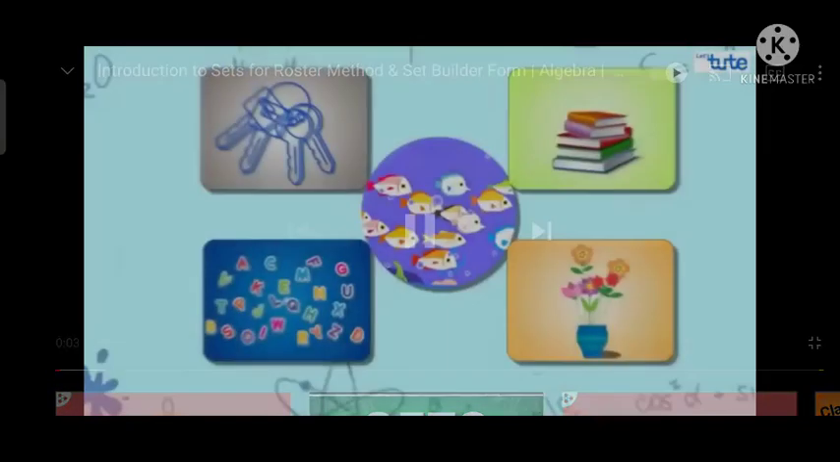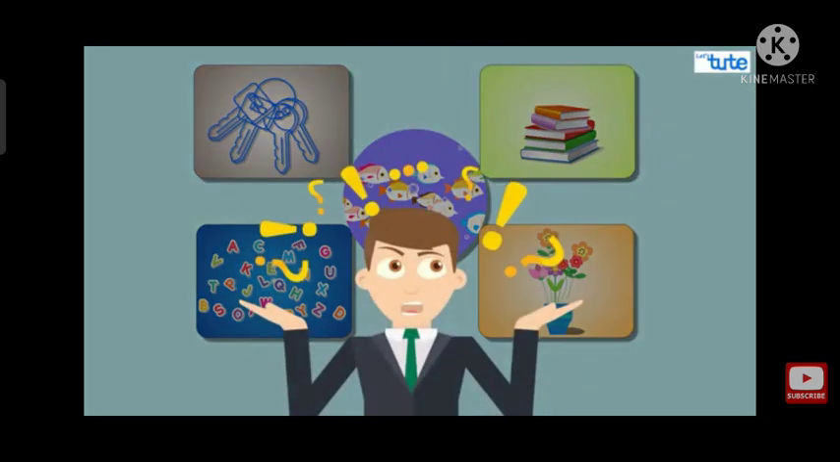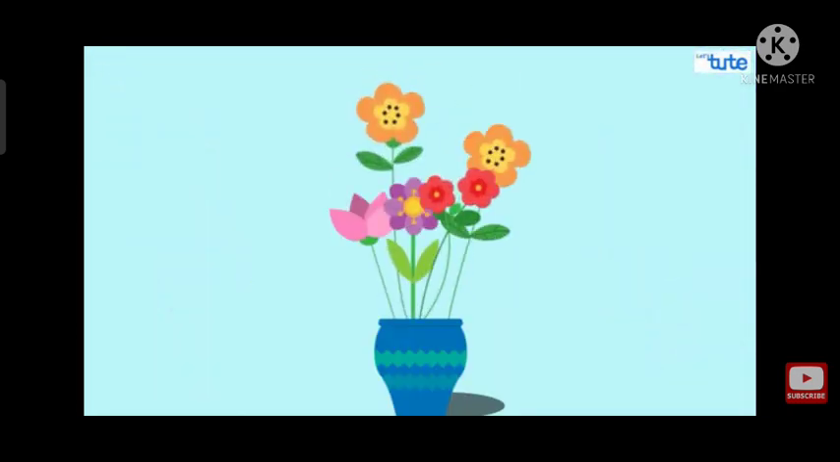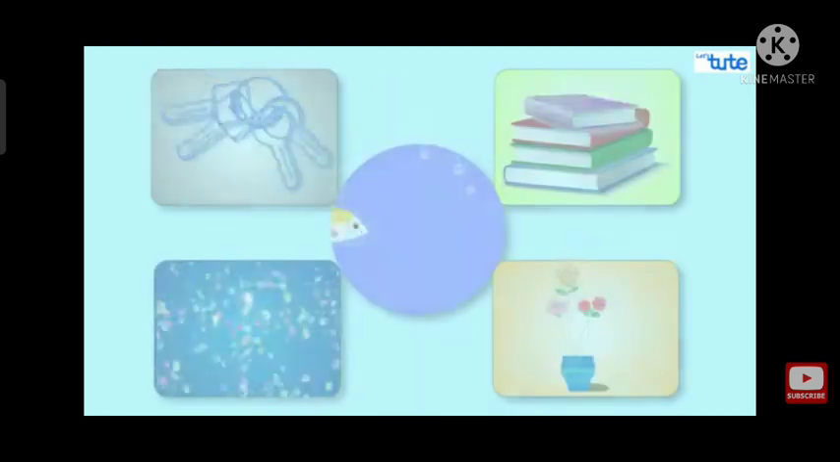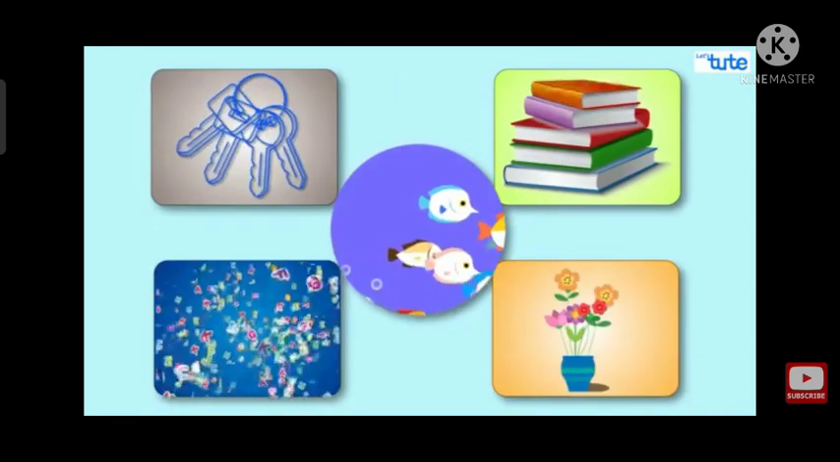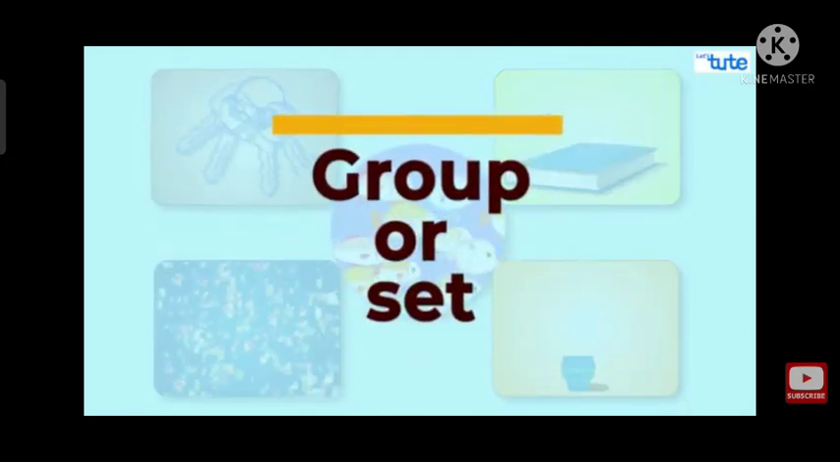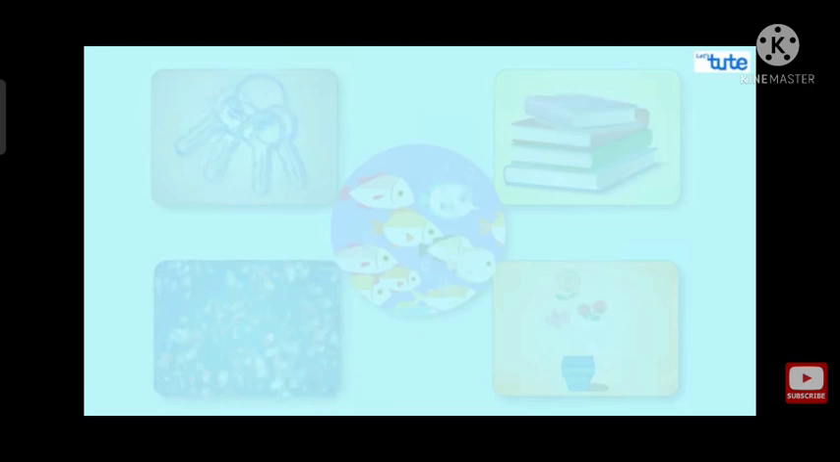Let's have a look at these images. What do you think about them? We have a bunch of keys, a school of fish, a group of letters, a pile of books, and a bunch of flowers. The one thing in common is that everything is in the form of a group or set. And that's our topic for today.